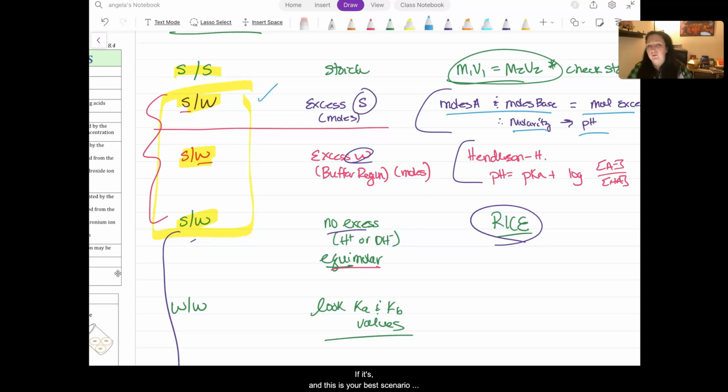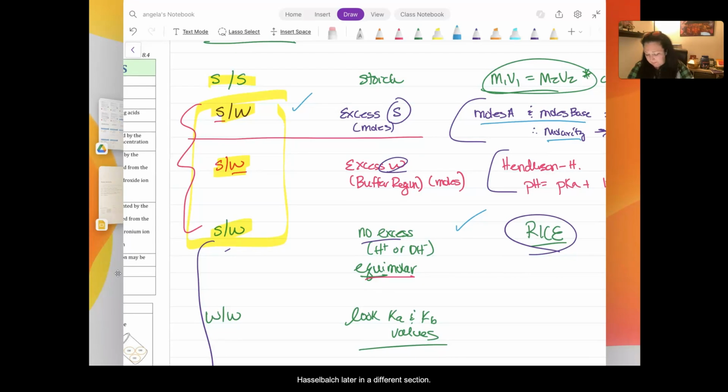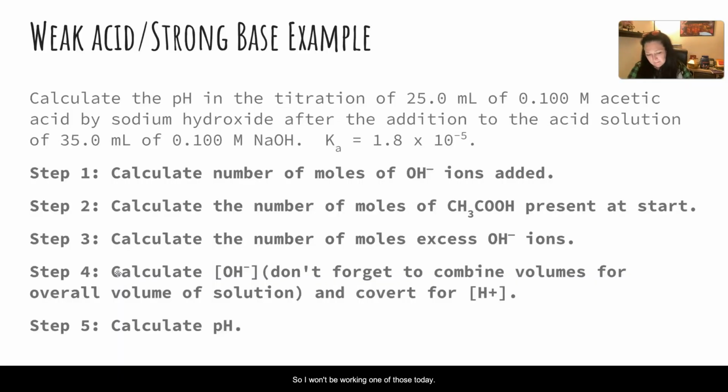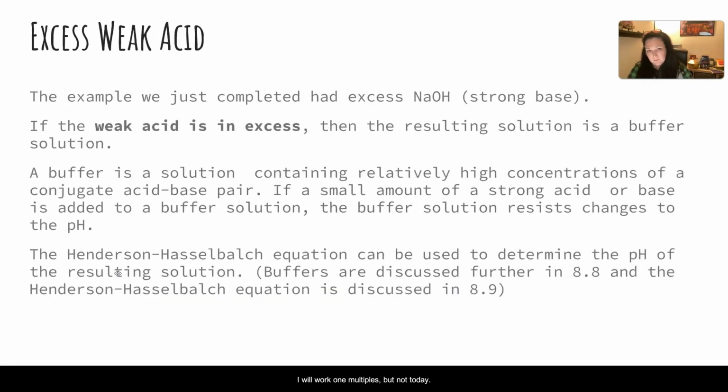And your easiest scenario is when strong is in excess. If your weak is in excess, then you're dealing with Henderson-Hasselbalch, and then if you have no excess, then you're dealing with an ICE table. We're going to spend some time with Henderson-Hasselbalch later in a different section, so I won't be working one of those today. I will work one, multiples, but not today. Okay, so when the weak acid is in excess, you're dealing in the buffer region, which we've already talked about.